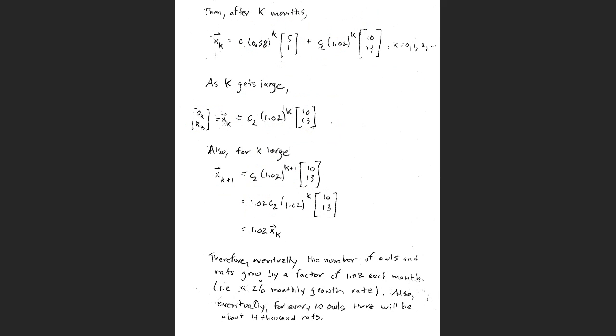But why would I want to do that? Well, what is this here, what I have circled? What is C2 times 1.02 to the kth power times the vector (10, 13)? What does that equal? It equals x sub k. That's right, by virtue of this.